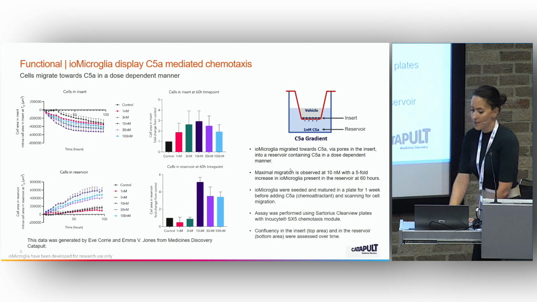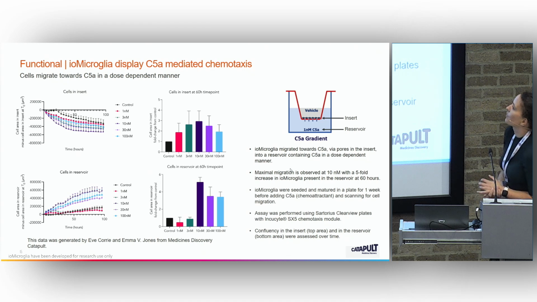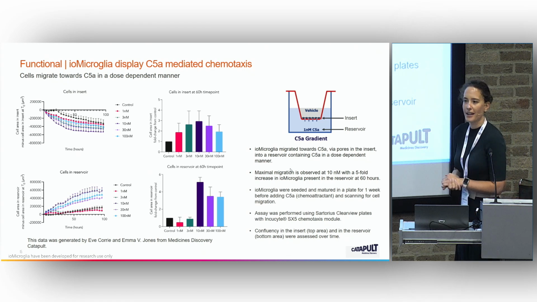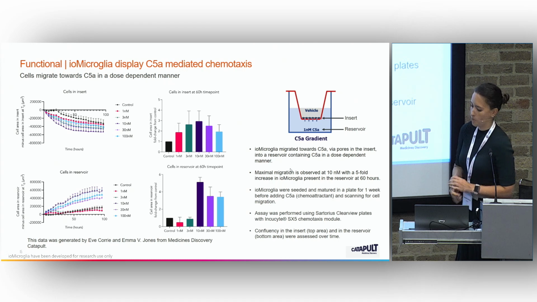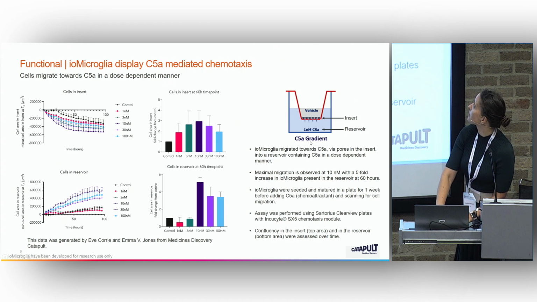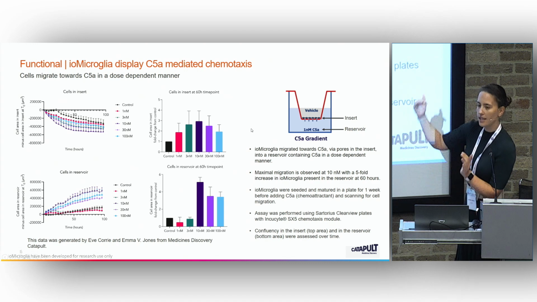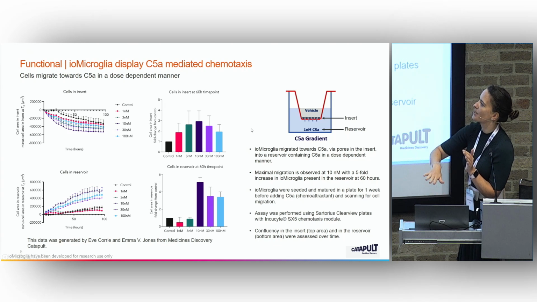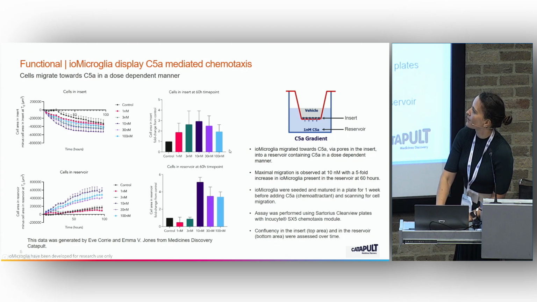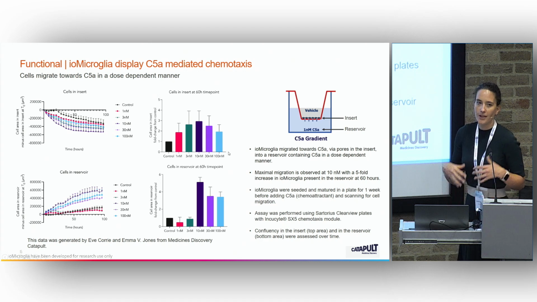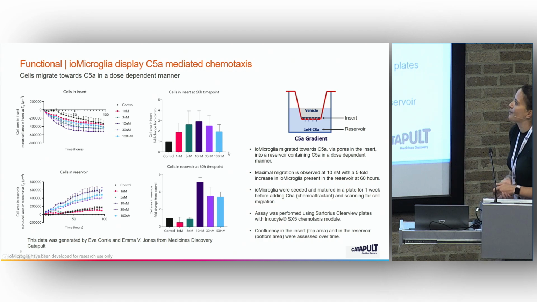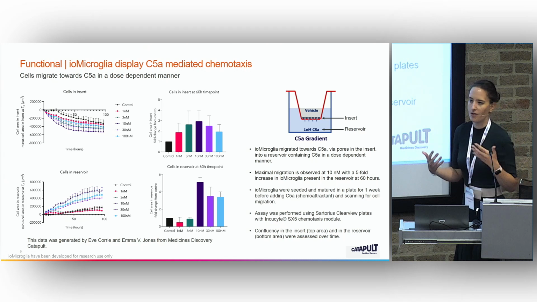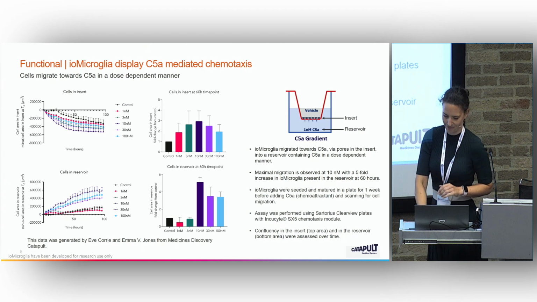But in addition to that, they have done some further work for us, where they've shown that our iMicroglia are capable of chemotaxis. So they've done this with C5a, where the C5a is in the reservoir here, the cells are within the vehicle here, and they see a dose response in terms of the microglia migrating through the insert into the reservoir, with an optimum concentration of C5a at 10 nanomolar. So our cells are capable of chemotaxis as well as the typical phagocytosis and pro-inflammatory cytokine production.